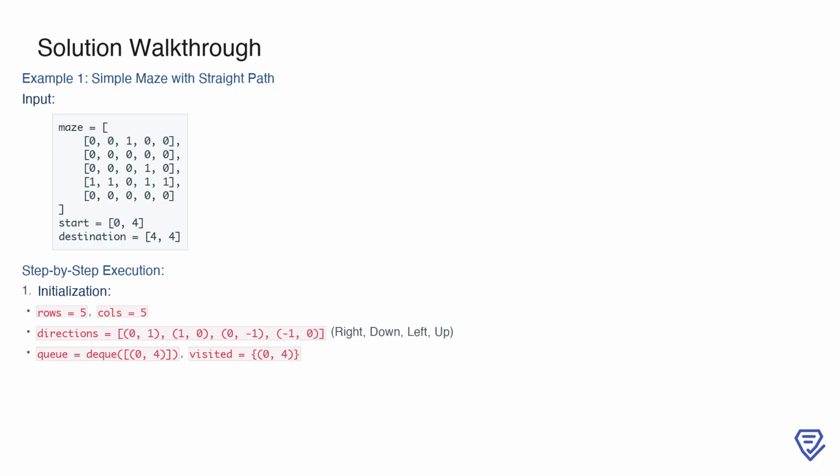We begin by initializing some key variables. The number of rows and columns in the maze is determined as 5 each, and we define the 4 possible directions of movement, right, down, left, and up. A queue is set up with the starting point, 0, 4, and a visited set is initialized to keep track of cells we've already processed, starting with the same position. This setup allows us to explore the maze systematically using a breadth-first search approach.